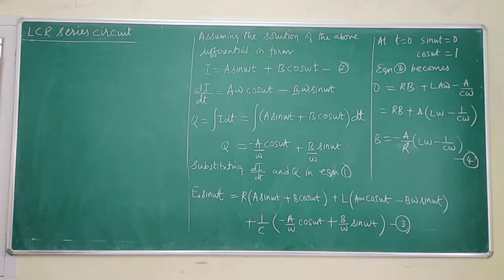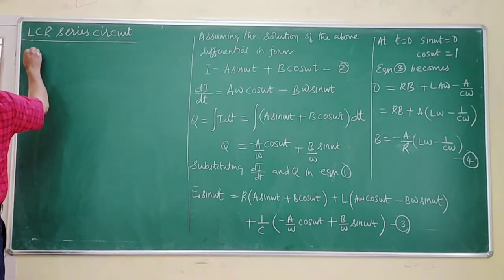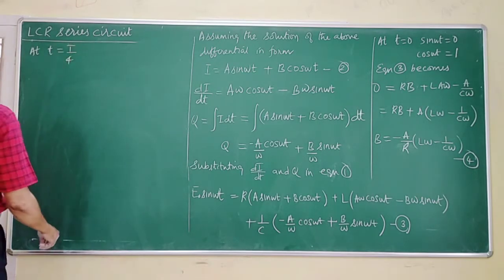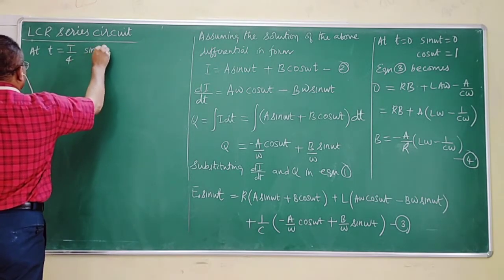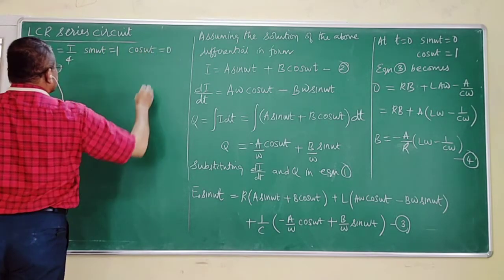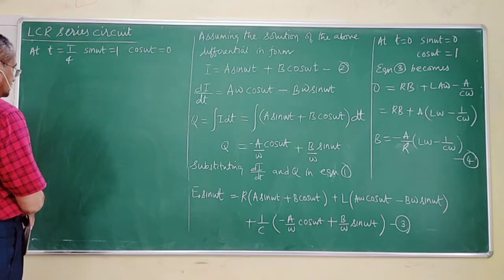Another condition has to be substituted, so that we get one more expression for constants A and B. So the condition will be at t is equal to T by 4. Sin omega t will be 1. Cos omega t will be 0.